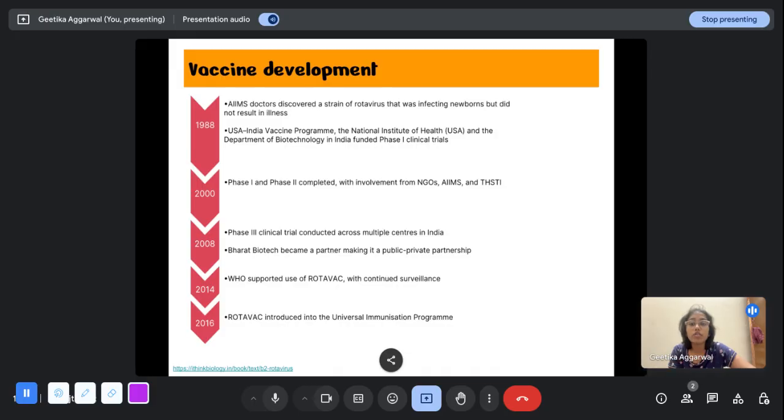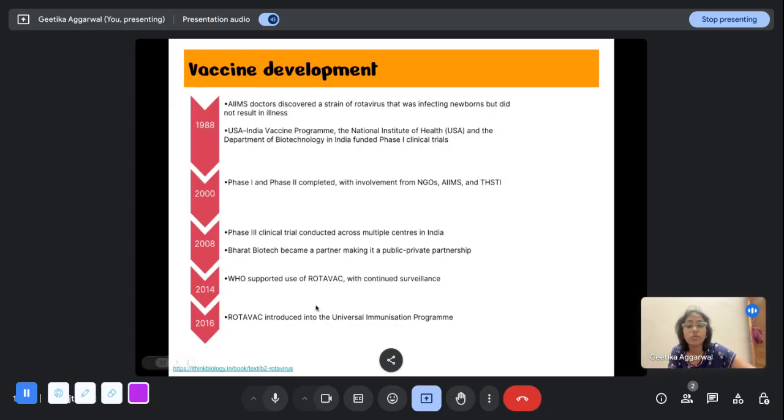Doctors from AIIMS discovered a strain of rotavirus which was infecting newborns but not leading to an illness. In a US-India vaccine program, the National Institutes of Health, NIH of the USA, and the Department of Biotechnology in India funded the phase 1 clinical trials. After completing them, NGOs, AIIMS and THSTI got involved, and the phase 3 trials were conducted across multiple centers in India. Then Bharat Biotech also became a partner, making a public private partnership, and WHO supported the use of Rotavac with continued surveillance.